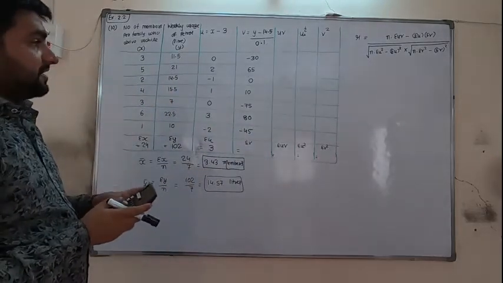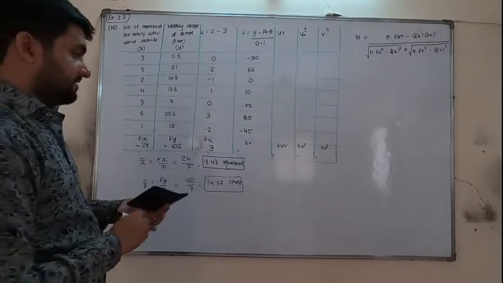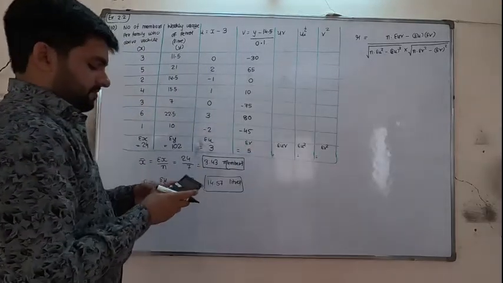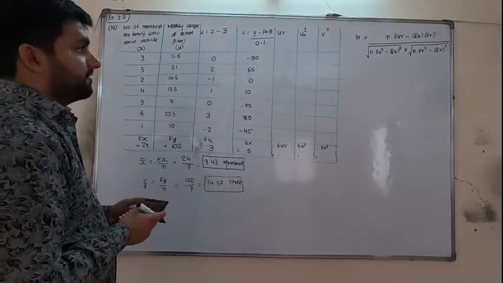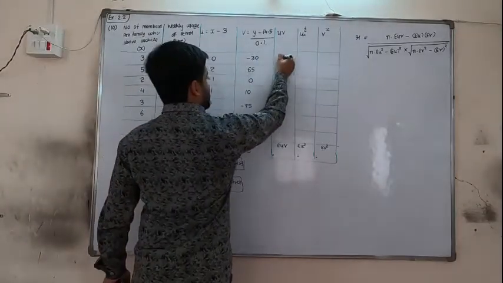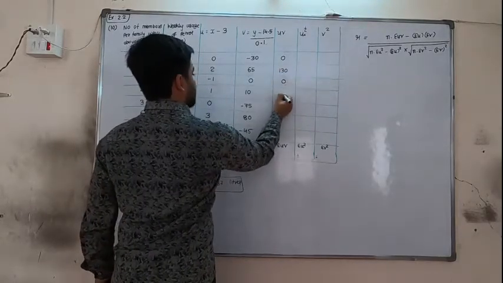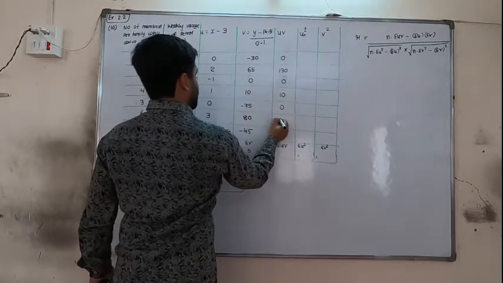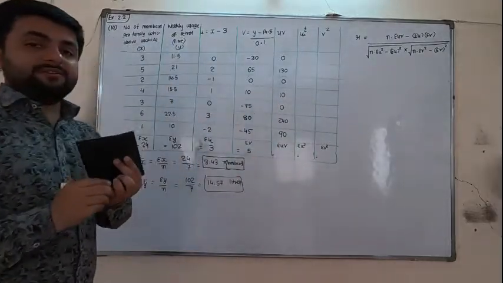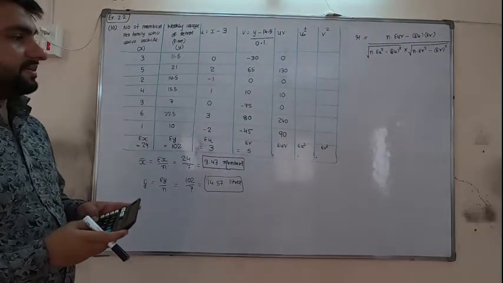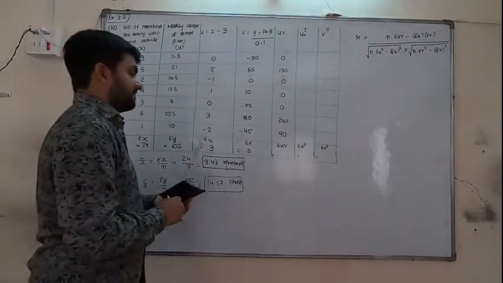So minus 30 plus 65 plus 10 minus 75 plus 80 minus 45 is 5. Now UV: this becomes 0. 65 into 2, 130. This becomes 0. 10 ones are 10. This becomes 0. 80 threes are 240 and minus 45 twos are minus 90. See, the values will become mostly 0. 130 plus 10 plus 240 plus 90, 470.